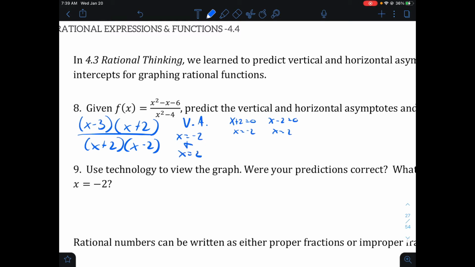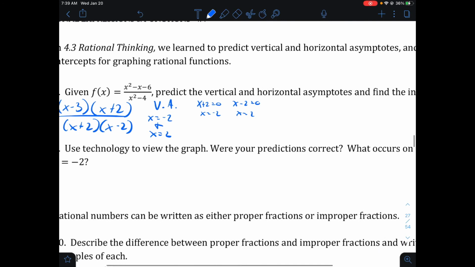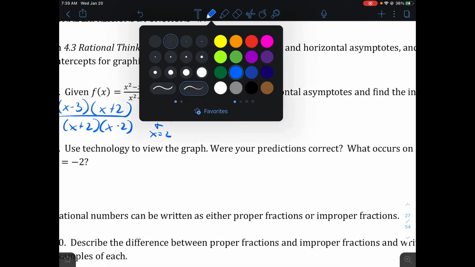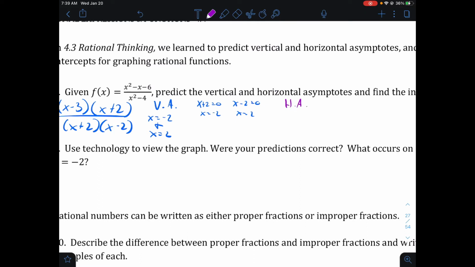And then to find the horizontal asymptote, we have to look at the degree on the top and the bottom. So this top one's degree 2, and this bottom one's degree 2. So when the degrees are the same, you need to look at the coefficients in front of the x's. That's actually a 1 and a 1. So our horizontal asymptote is 1 over 1, or y equals 1.